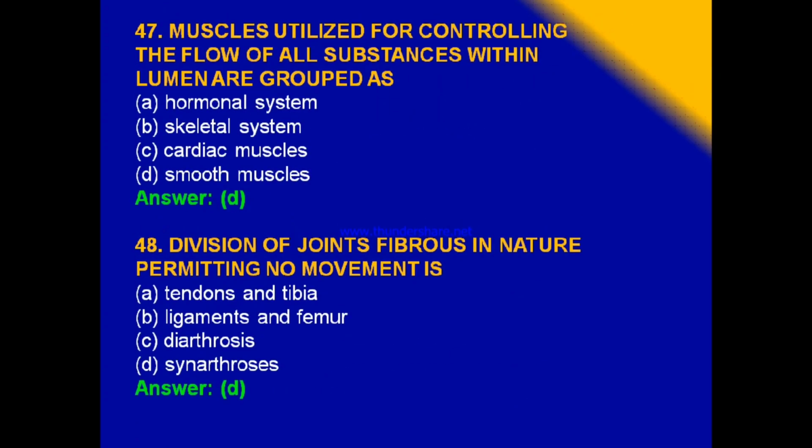Number 47 question. Muscles utilized for controlling the flow of all substances within lumen are grouped as hormonal system, skeletal system, cardiac muscles, or smooth muscles. So the answer is smooth muscles. Number 48. Division of joints fibrous in nature permitting no movement is: tendons and tibia, ligaments and femur, diarthrosis, or synarthrosis. So the right answer is synarthrosis.